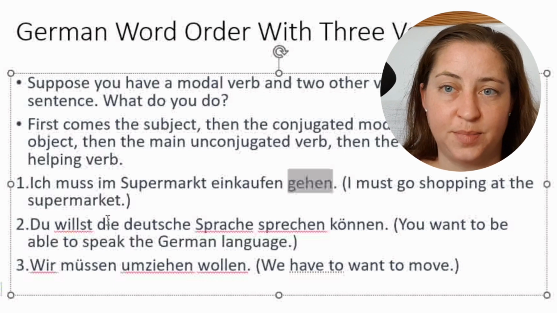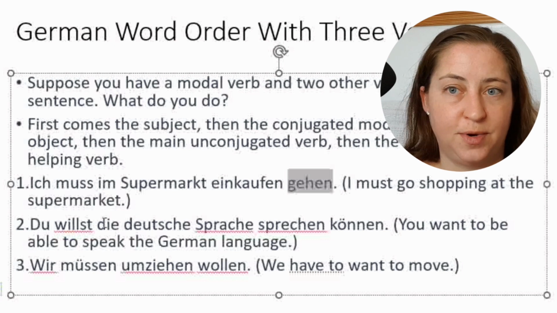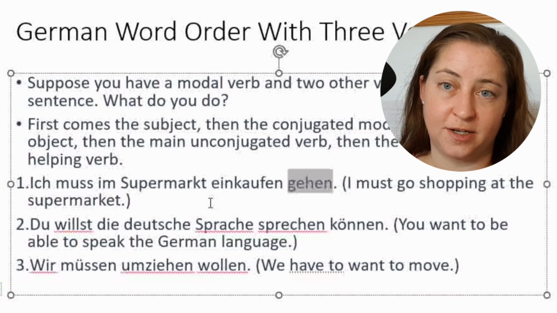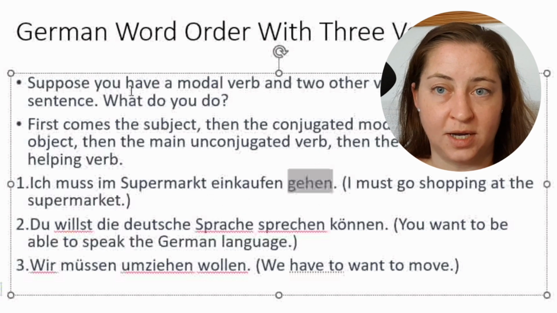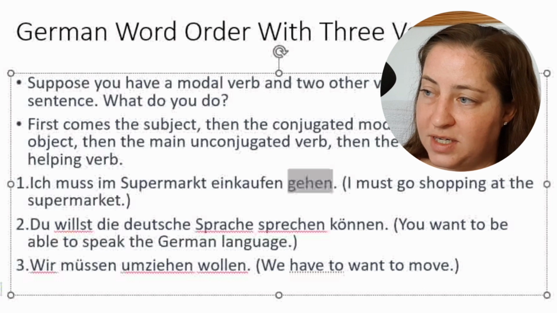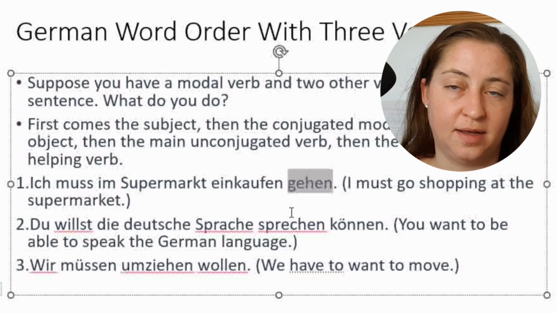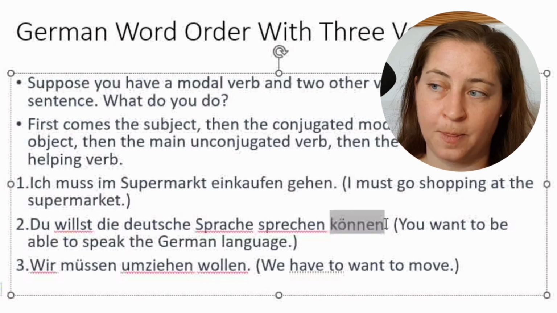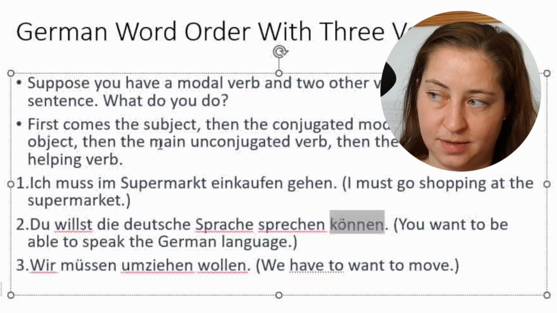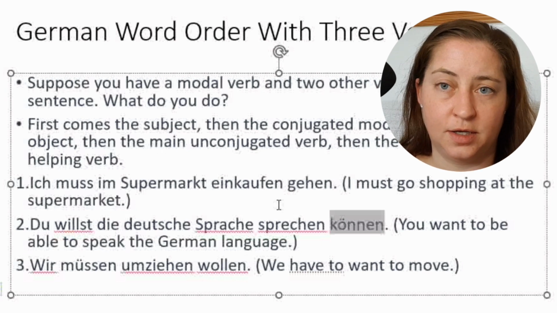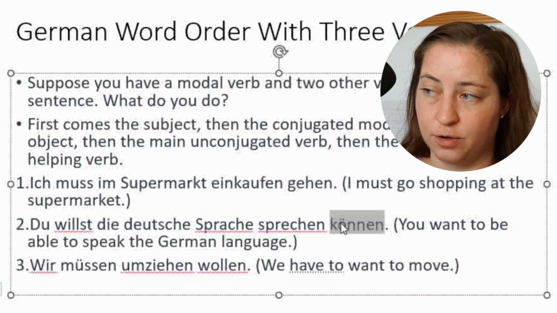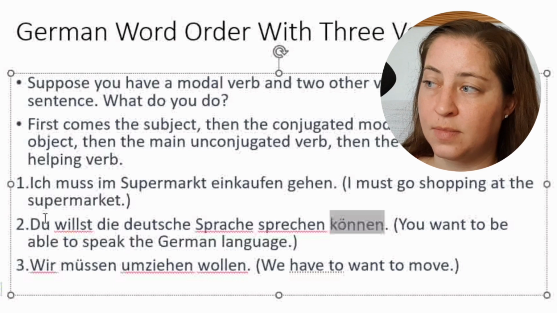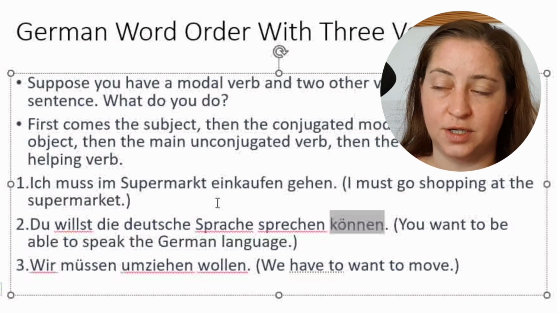Let's look at another example. Du willst die deutsche Sprache sprechen können. You want to be able to speak the German language. Du willst, you want. Then we have the direct object, die deutsche Sprache. And then we will have sprechen, which is the main verb. Du willst sprechen, not du willst können. So it has to make sense without that helping verb also. Du willst die deutsche Sprache sprechen. You want to speak the German language.